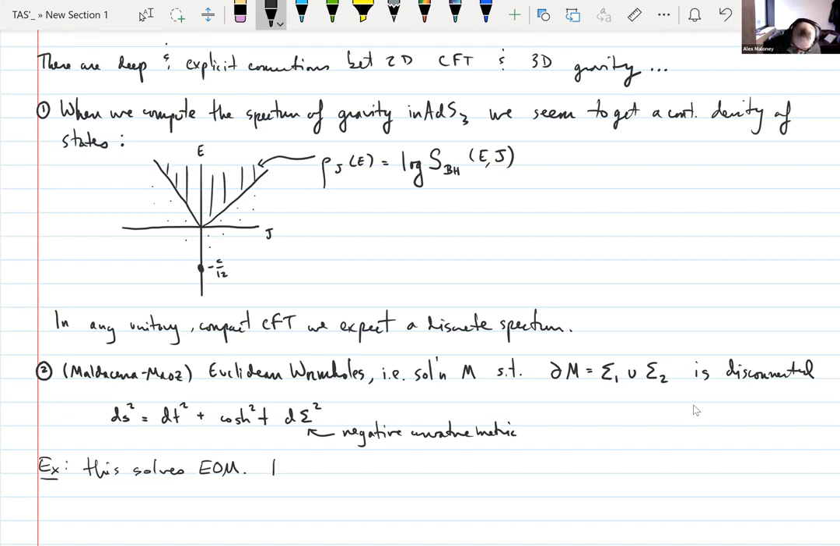And in fact, if dσ² is the constant negative curvature metric on the hyperbolic plane, okay, or sometimes we call that the Poincare disk. So if this is the constant negative curvature metric on the hyperboloid, this is just Euclidean AdS3, otherwise known as three-dimensional hyperbolic space, written in what I like to think of as FRW coordinates.